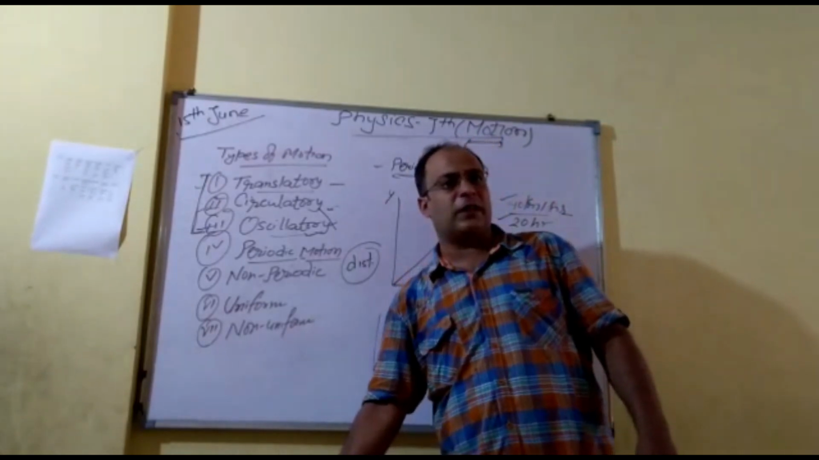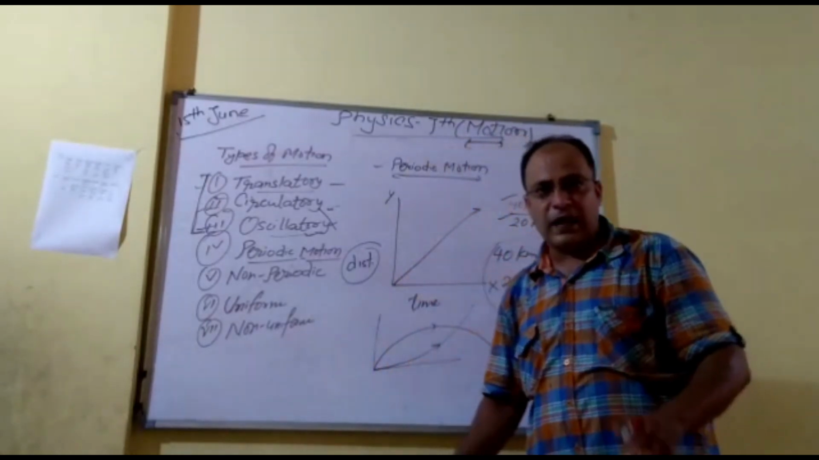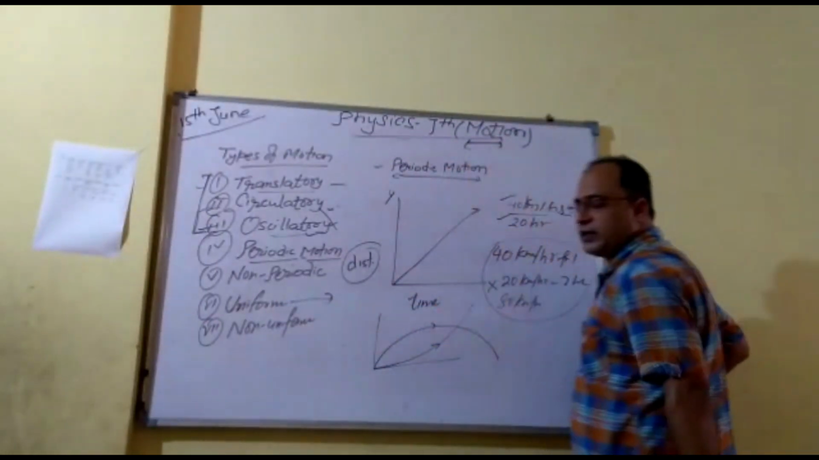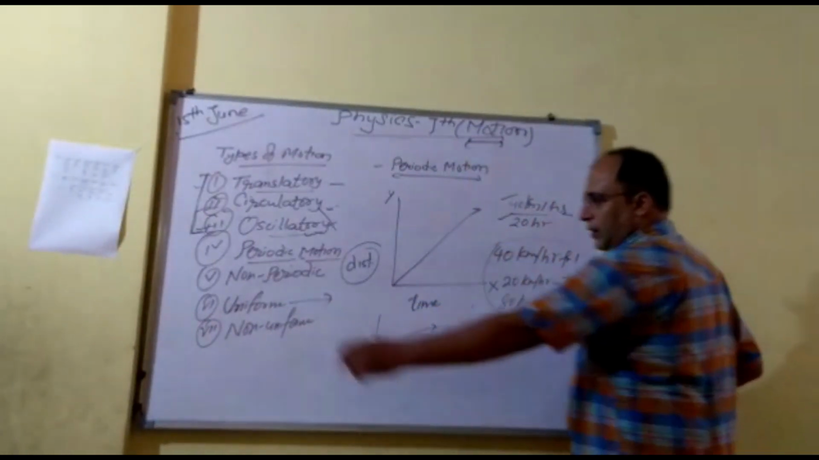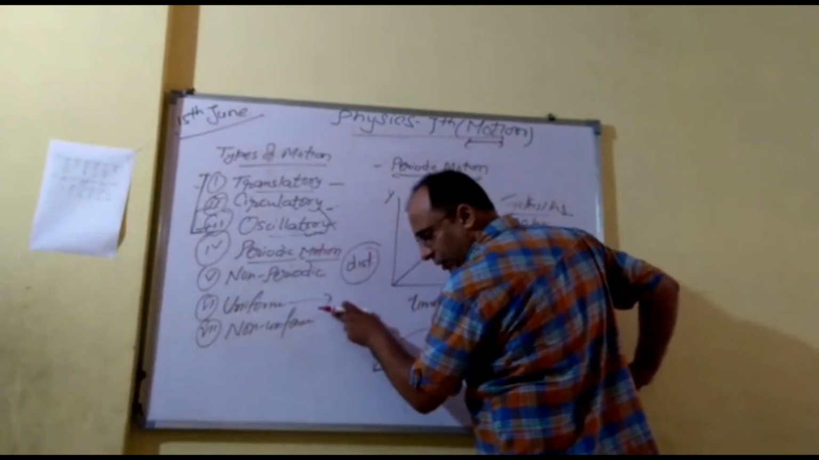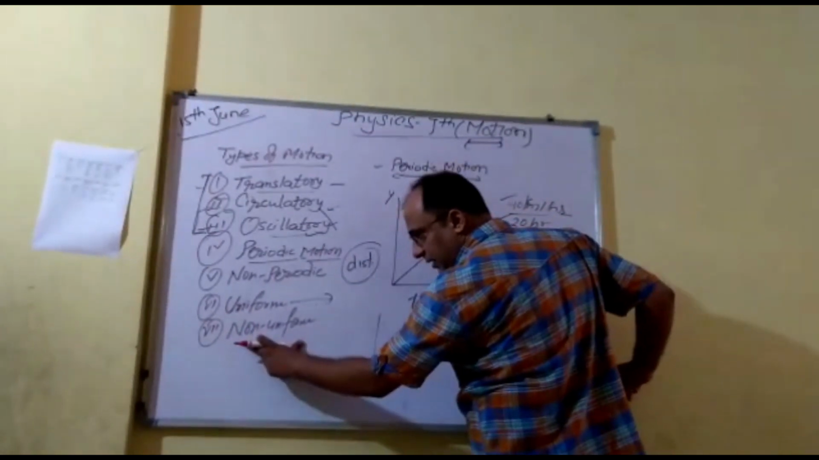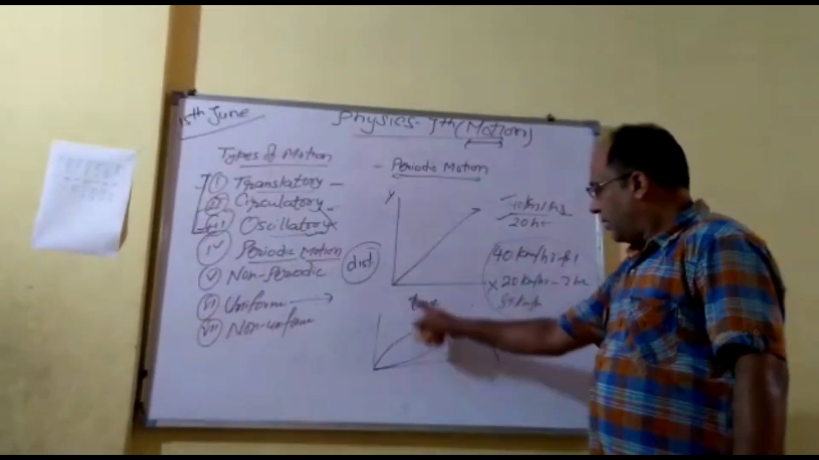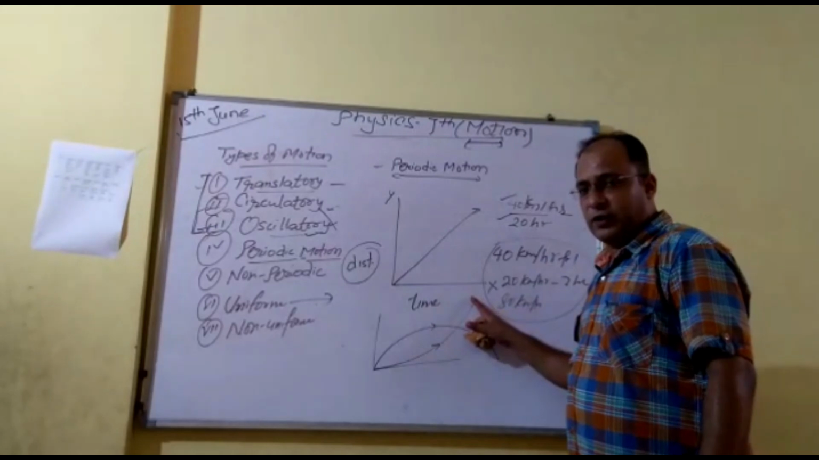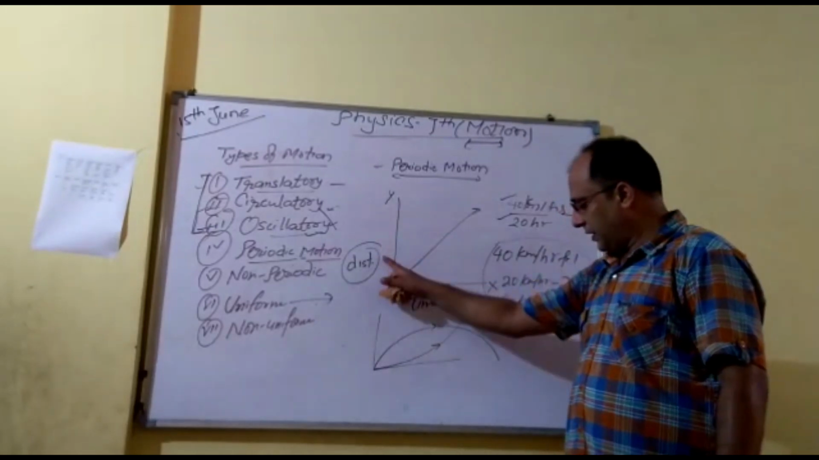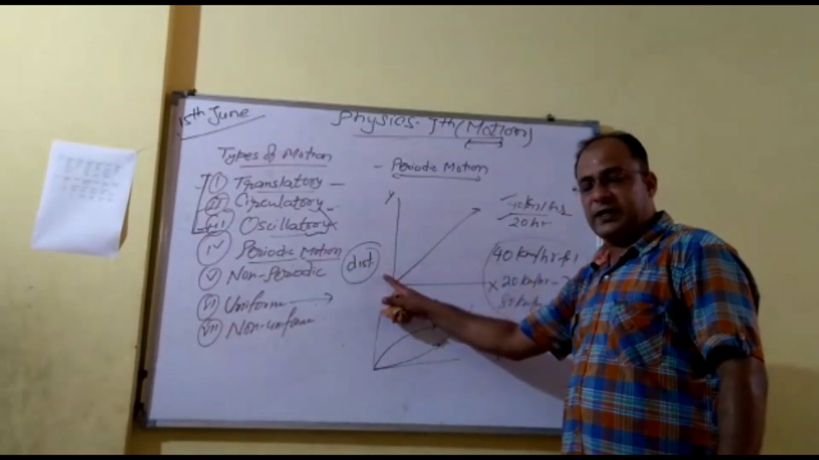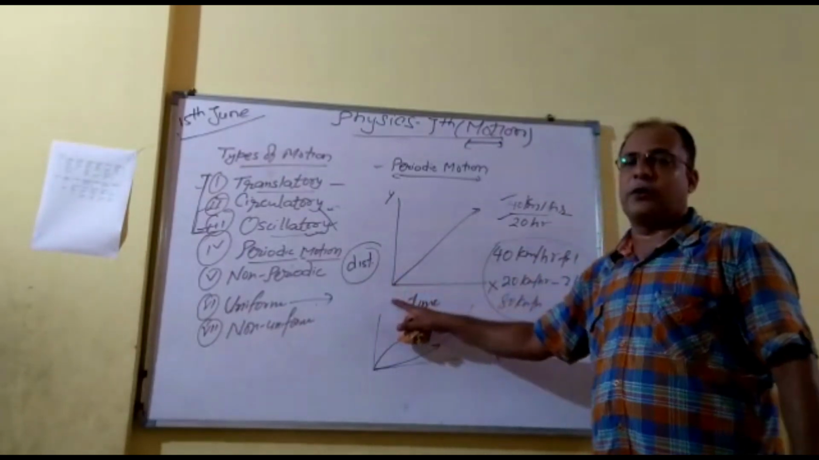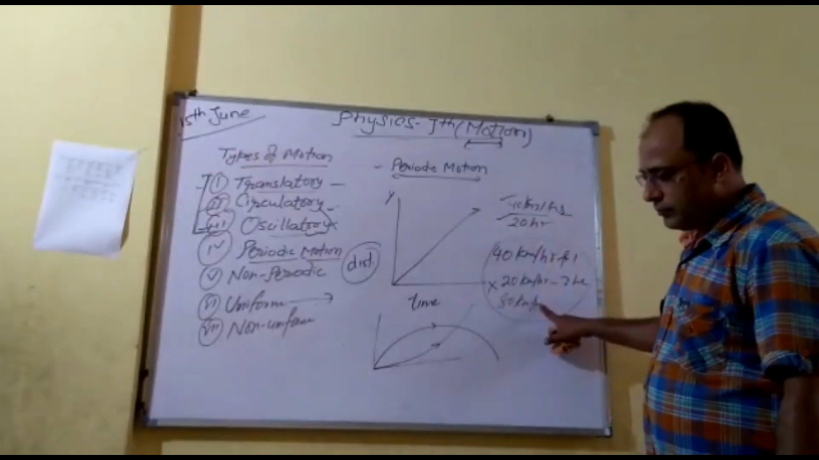There are two types of motion. One is uniform motion, another is non-uniform motion. Uniform motion means equal distance in equal intervals of time. And non-uniform means unequal distance in equal intervals of time. Equal interval of time is always equal, but here the distance is changed. If it is equally changed, then it is uniform. But if it is not equally changed, then it is non-uniform.